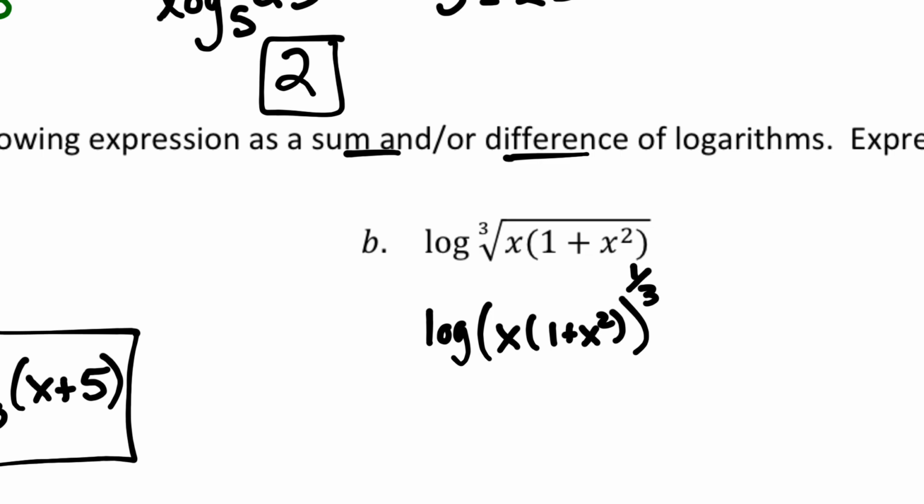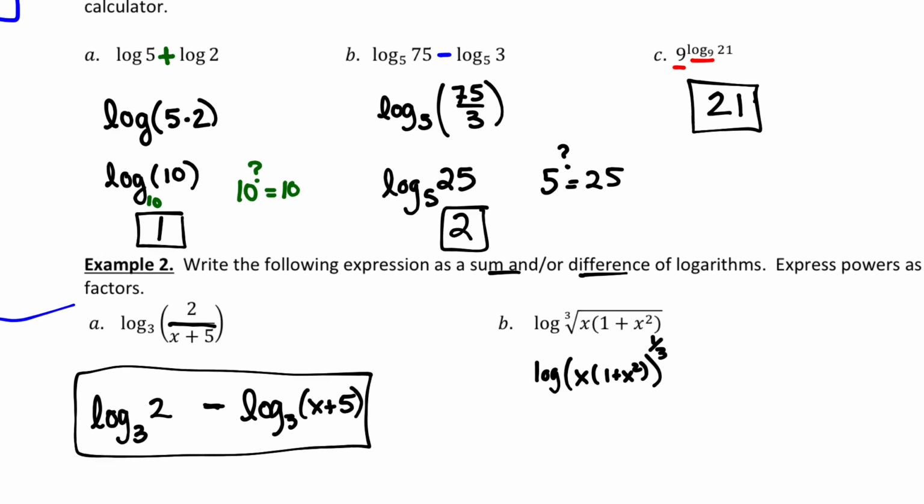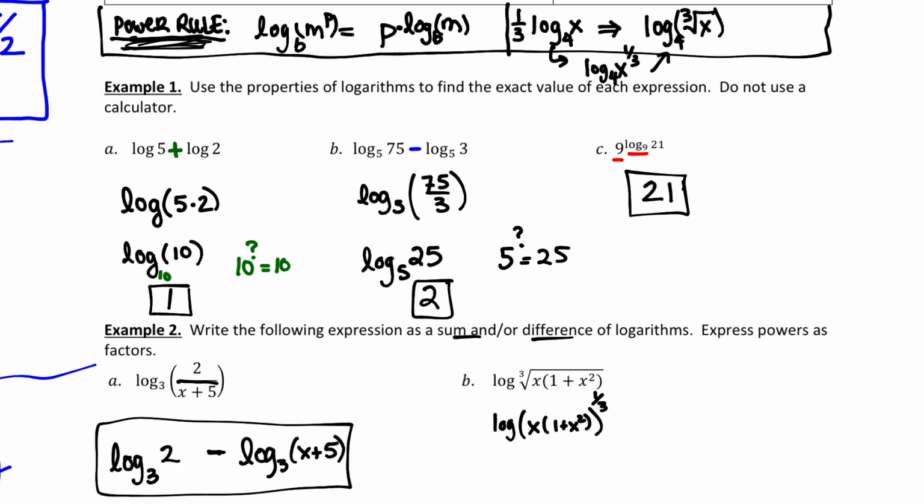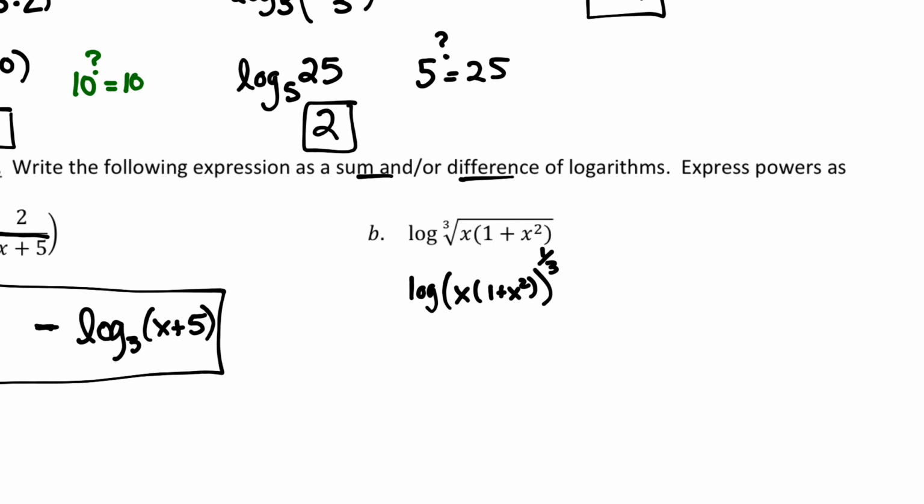Katya, did you move your power down first? And what did you get? And that's using the power rule right here, right? Power rule says I can take my power and do what with it? Bring it in front. So tell me what you wrote. 1/3 log of x plus 1 squared. Yep, x squared plus 1. Beautiful. And did you break it up then? Good. Into two smaller logarithms, right?